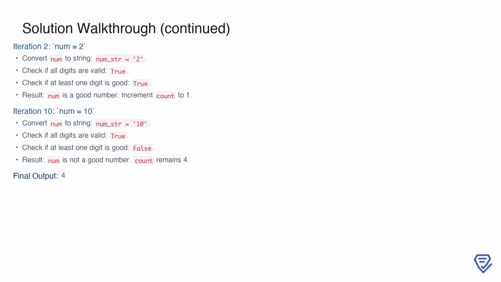Later, at the final iteration with number equal to 10, we perform the same checks. Converting number to a string gives number_str equals 10. Checking if all digits are valid, both 1 and 0 are in valid_digits, so this condition is true. However, when checking if at least one digit is good, neither 1 nor 0 is in good_digits, so this condition is false. Therefore, number is not a good number, and the count remains at 4. The final output for this example is 4.